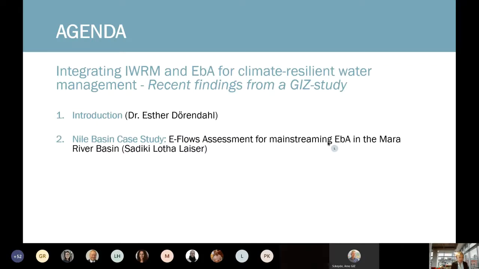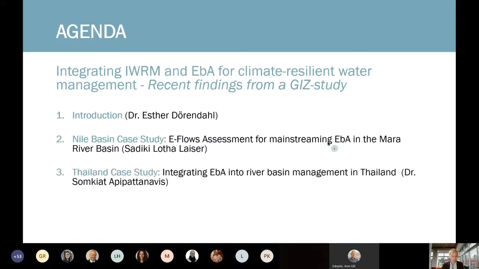Mr. Leiser's input will be very interesting with regard to shaping the scene or developing entry points as a first step to support mainstreaming EbA into water resources management. The third presentation will address a highly relevant case study from Thailand on merging EbA and IWRM at the policy level. So I'd like to warmly welcome Dr. Samkiat Apipatanavis, the Director of the Water Resources Technology and Innovation Center of the Office of the National Water Resources in Thailand. Dr. Apipatanavis will share his in-depth knowledge and experience on how to integrate EbA into national and regional water policy and planning processes.